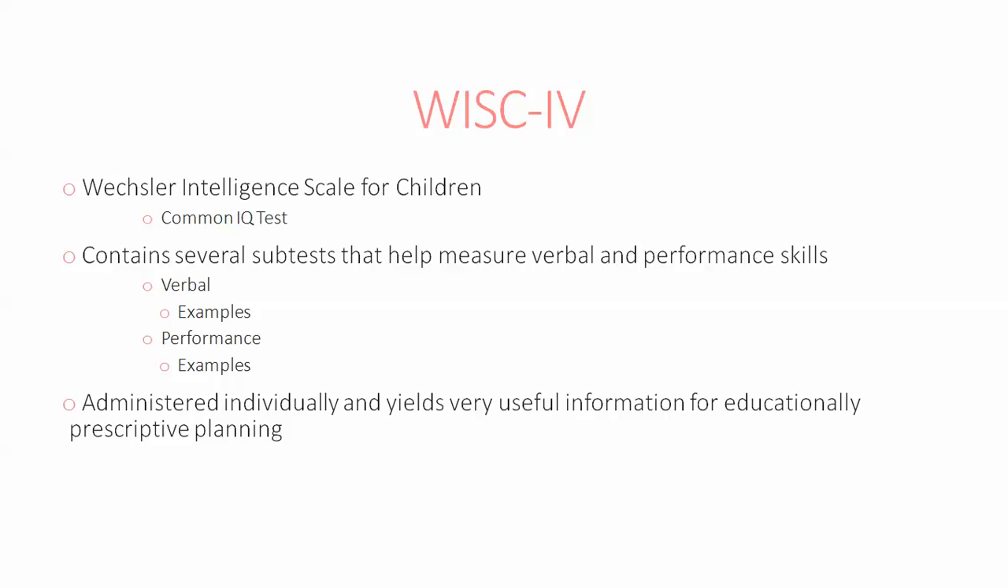This is the Wechsler Intelligence Scale for Children, and this is a form of a common IQ test. This test contains several subtests that will help one measure the student's verbal and performance skills. Some examples of verbal skills are information, similarities, vocabulary, and comprehension. Performance skills are picture completion, block design, coding, and mazes. The Wechsler Intelligence Scale for Children is administered individually and can help with educationally prescriptive planning.